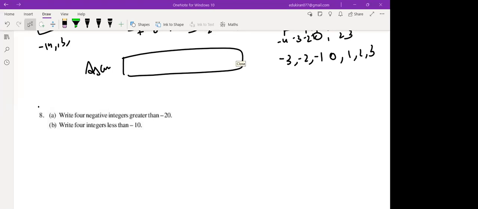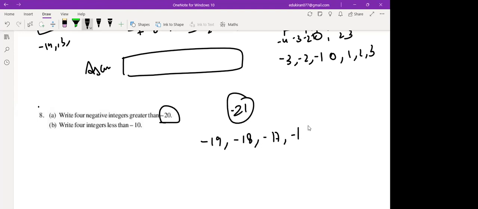Yes, Salman, correct. Greater, students, greater. So 21 cannot be greater. Minus 19, minus 18, minus 17. It's the same answer I wrote. Yes, Salman, minus 19, minus 18 is correct. Ma'am, the second one will be like minus 9, minus 8, minus 7, minus 6.